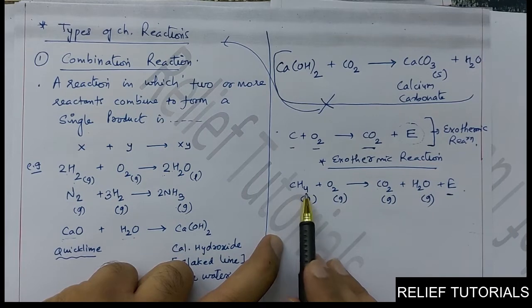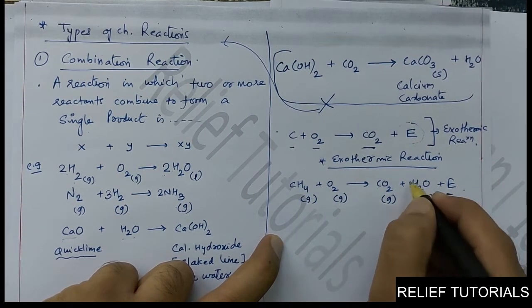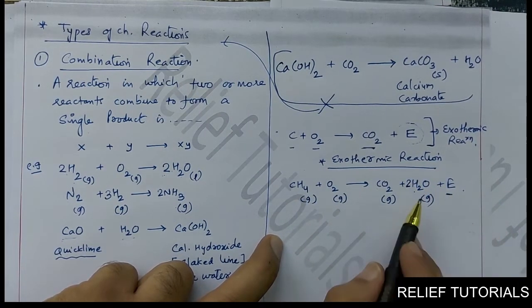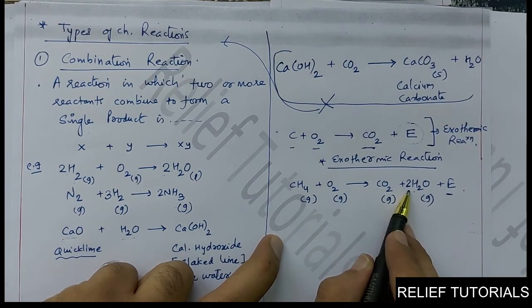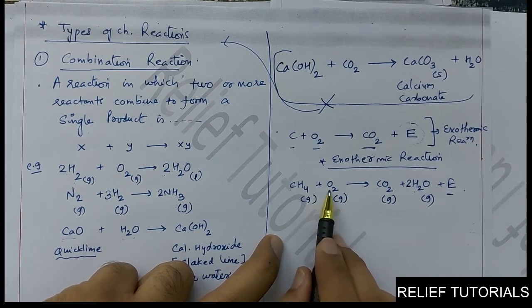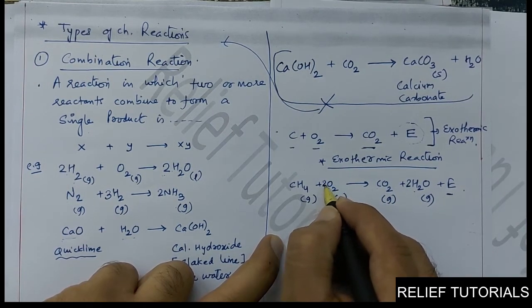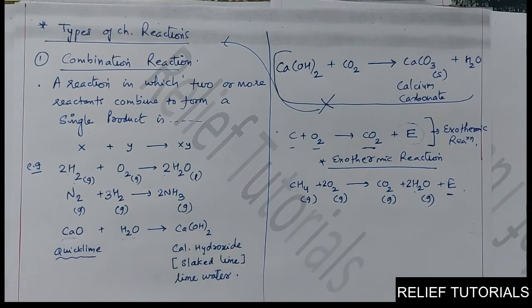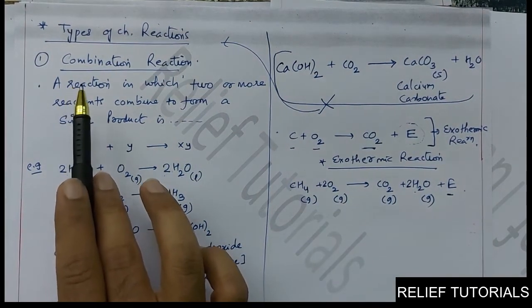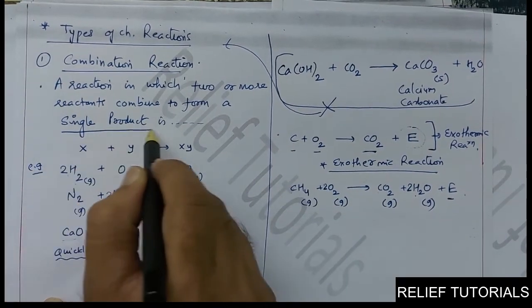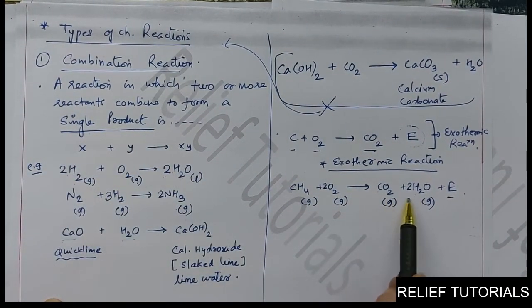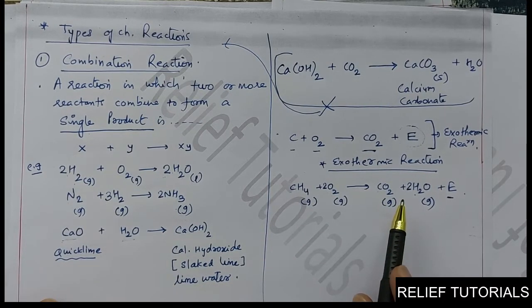4 hydrogen, 2 hydrogen. So if you multiply by 2, the hydrogen becomes 4. What about the oxygen? 2 oxygens are here, and here 2 and 2, which makes 4. So you multiply by 2. So this is the balanced equation. Remember, it is not an example of combination, because in combination there must be a single product. Here there are two products, so it is not an example of a combination reaction, but it is an example of an exothermic type of reaction.